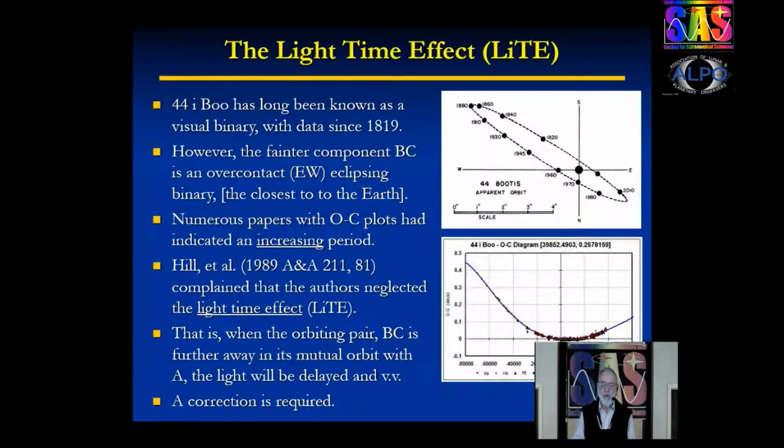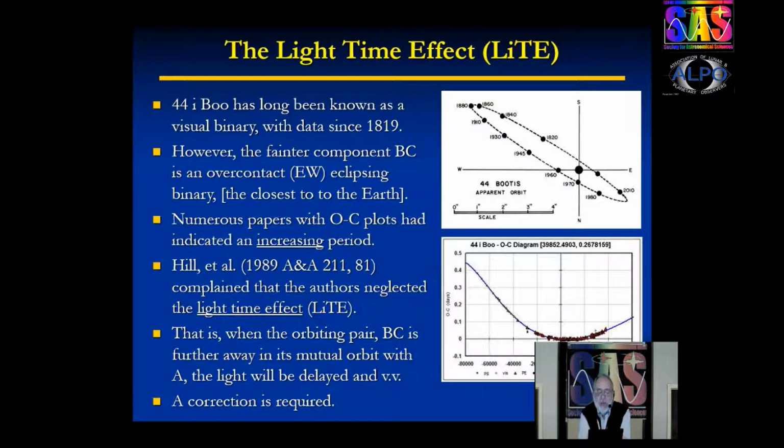So, more on the O-C plots. I'm trying to convince you that these things are cool, and there are a lot of things that come in here. 44i Boo is a very bright visual binary, and it's also the brightest eclipsing binary in the sky, I believe.